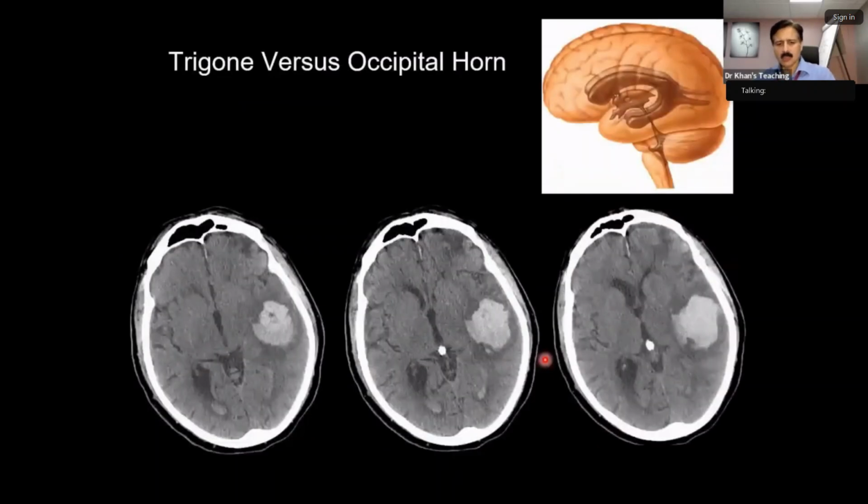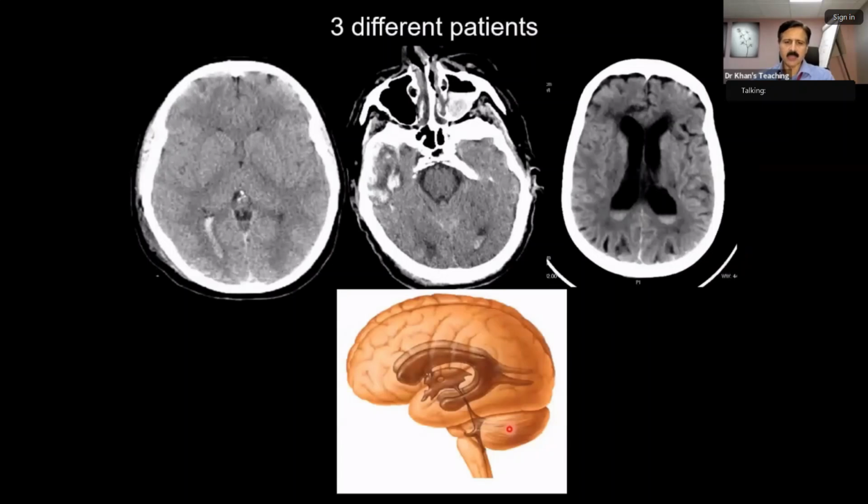Now, look here: intraparenchymal hematoma, and it has gone into the occipital horns. This is the trigone. It has gone into the occipital horn here. Three different patients, occipital horn. This one is in the ventricles, but this is at the level of the trigone. This is the body.